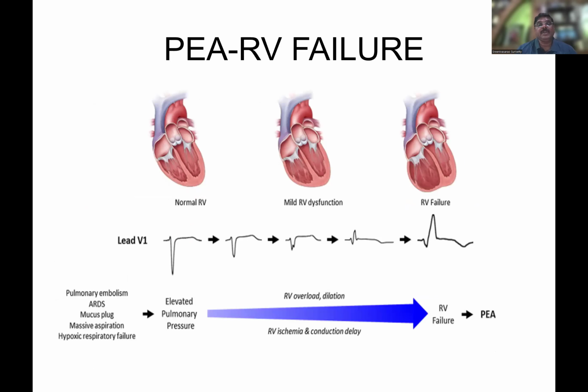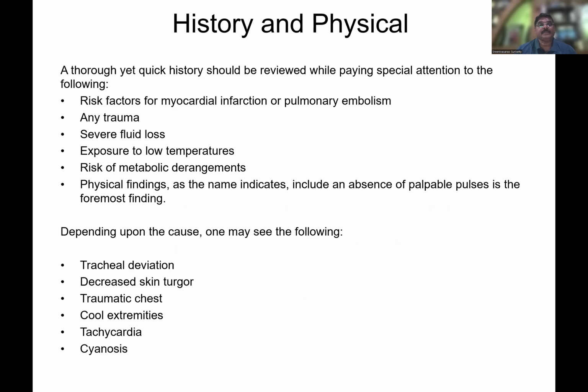Next, pulmonary embolism and right ventricular failure. What happens, especially in cases of pulmonary embolism, ARDS, mucus plug obstruction, massive aspiration, and hypoxic respiratory failure? Elevated pulmonary pressure will occur. Whenever the elevated pulmonary pressure occurs, right ventricular overload or dilatation causes right ventricular ischemia and conduction delay. Contraction will decrease, so right ventricular failure occurs. Finally, the patient may land into pulseless electrical activity.